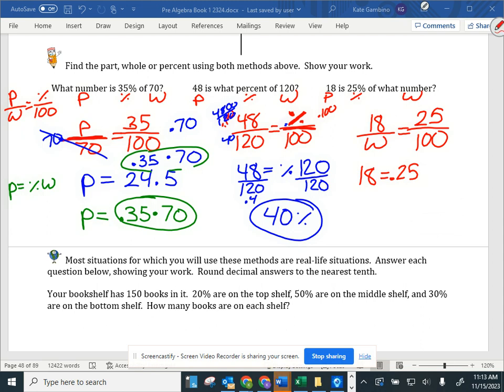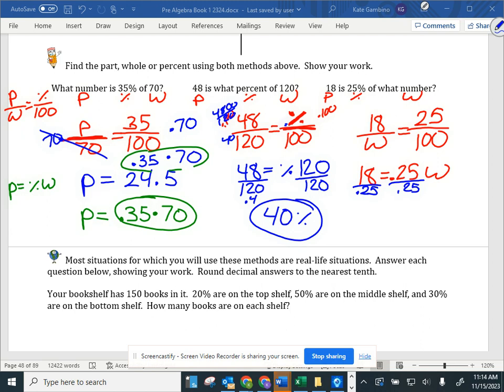So 25% is 0.25 of the whole. Now I can see, setting it up as the equation, what math do I have to do to get that whole by itself? If I have 18 equals 0.25 times the whole, what do I have to do, Addie? Divide 18 and 0.25. I need to divide out that 0.25, that 25%. What is 18 divided by 0.25?